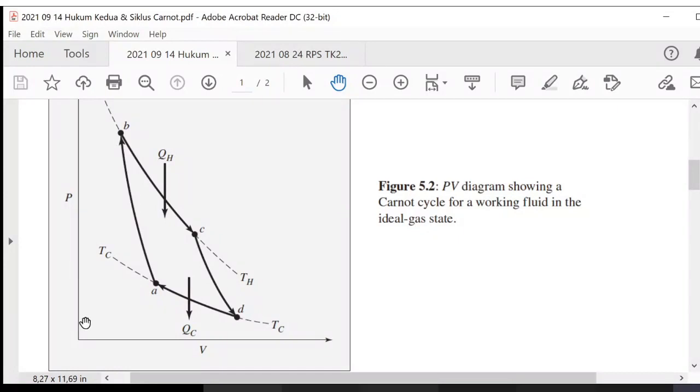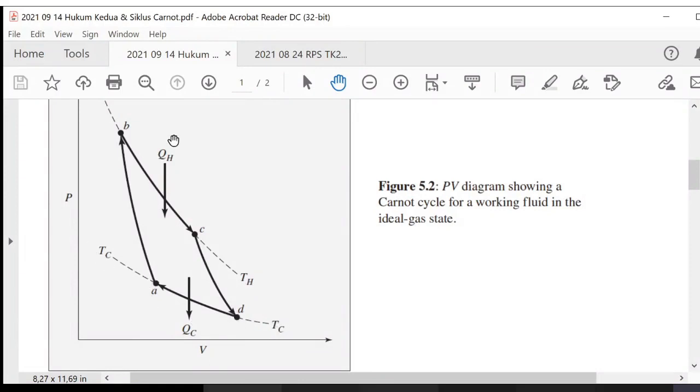This is the curve of the Carnot cycle. Sometimes it is written as QH, that is the hot temperature. This is the temperature. Sometimes it is written as TH, sometimes it is written as T2, or sometimes it is written as T1. Okay, so don't get confused. And the same thing over here, we have the different temperature.